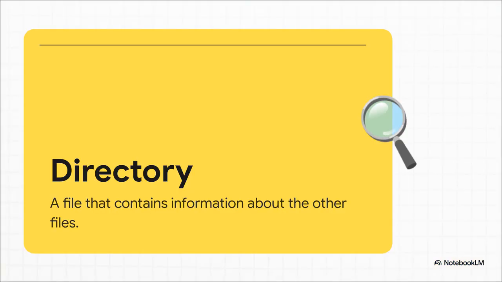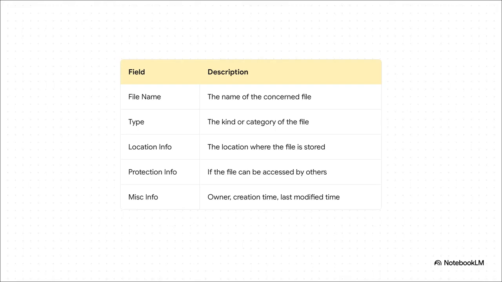It's actually pretty simple. You can think of a directory as a special kind of file, but instead of holding your photos or documents, its whole job is to keep a list of information about other files. It's basically the table of contents for a part of your computer. And what kind of stuff is on that list? Well, for every single file, the directory keeps track of everything. Its name, what type of file it is, exactly where it's stored, who's allowed to open it, and even little details like who created it and the last time it was changed. It's like a super organized digital librarian for every file you have.